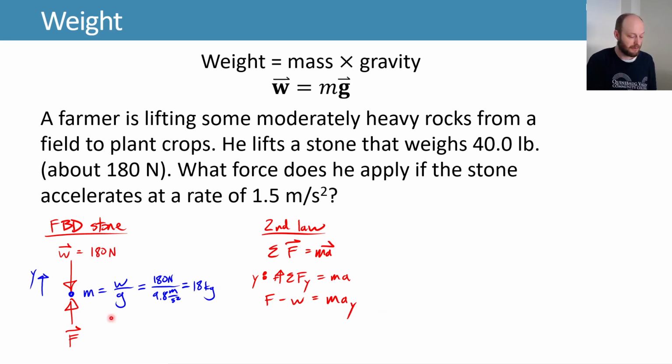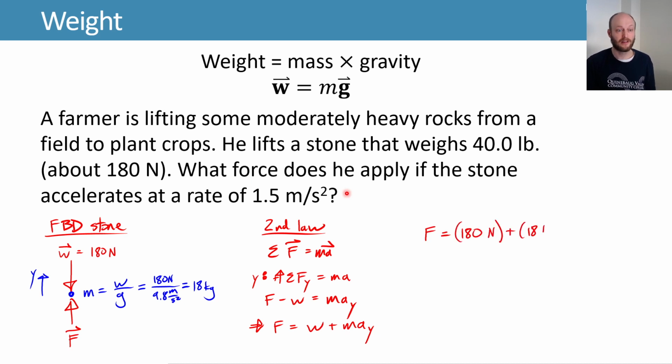We can now solve for the thing we want to know, the force that the farmer exerts, in terms of the other things by adding the weight to both sides. And so the force that the farmer is exerting has to be at least equal to the weight plus the mass times whatever acceleration it's experiencing. We know that acceleration from the problem statement, so we can plug that in, and we get a force of 207 newtons. Since this is a vector quantity, if I'm trying to report a force, I need to make sure to include a magnitude and a direction. So the force that the farmer is exerting has to be 207 newtons upward.